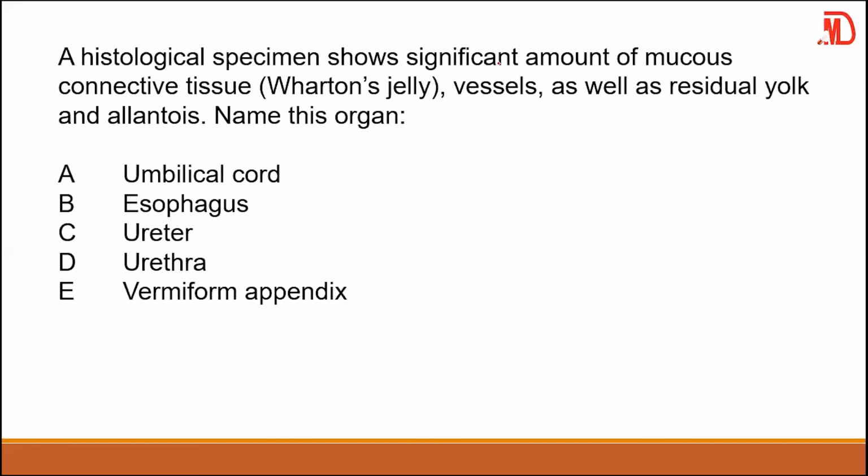A histological specimen shows a significant amount of mucous connective tissue, vessels, as well as residual yolk and allantois. Name this organ. So basically, the clue here that you have to know is the fact that there's mucous connective tissue, also known as Wharton's jelly. And as I will tell you in a moment, why they call this Wharton's jelly, or why our answer should be what we are thinking about.